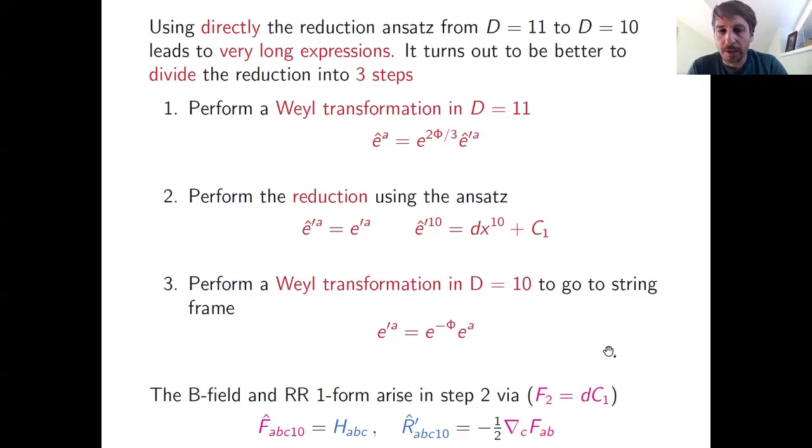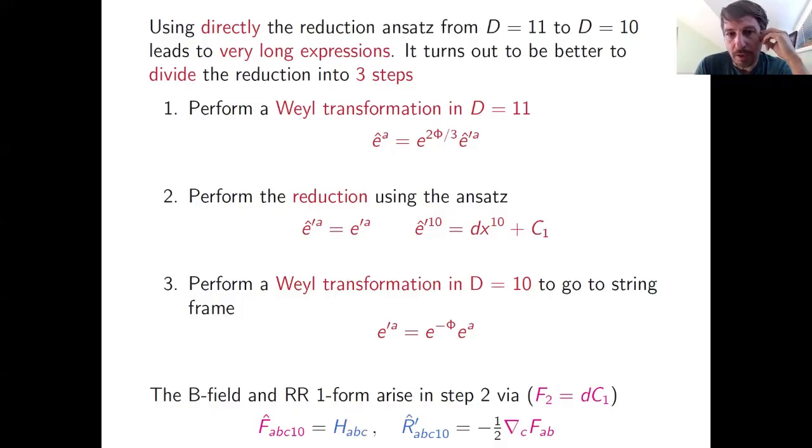Okay, it turns out that this will simplify things a little bit. Now, of course, the B field and the Riemann one form field strength will arise in the second step when we do this reduction from 10 to 11 dimensions. And they arise in the following way. If you take the 4-form field strength in 11 dimensions, if one index is in the 10th circle direction, that will give you H, the field strength of B.